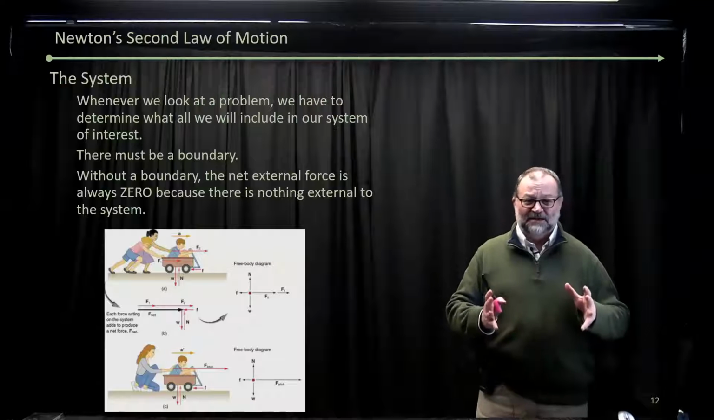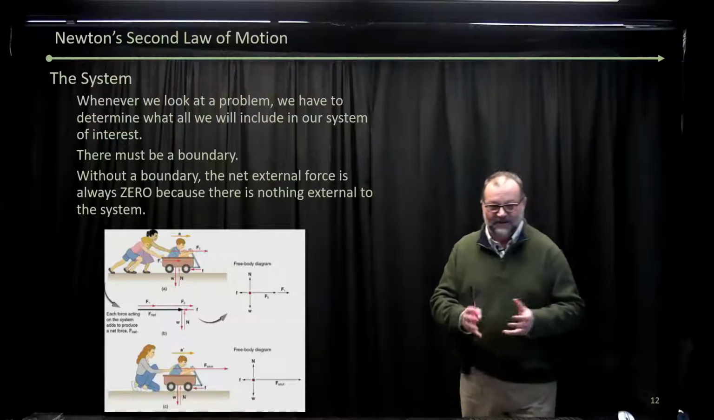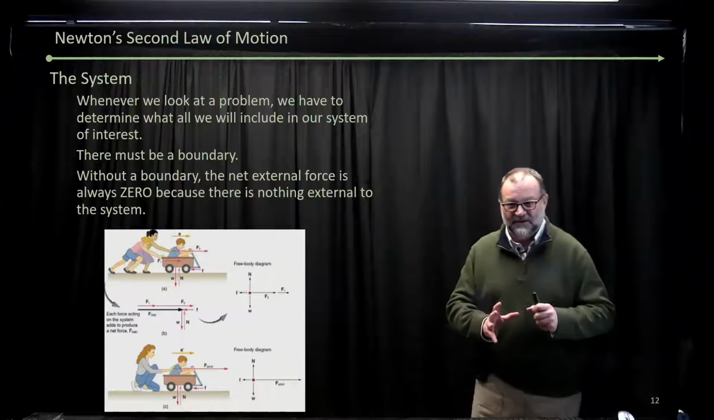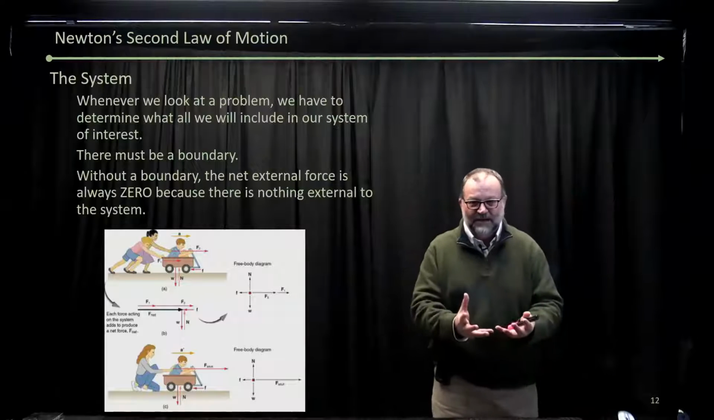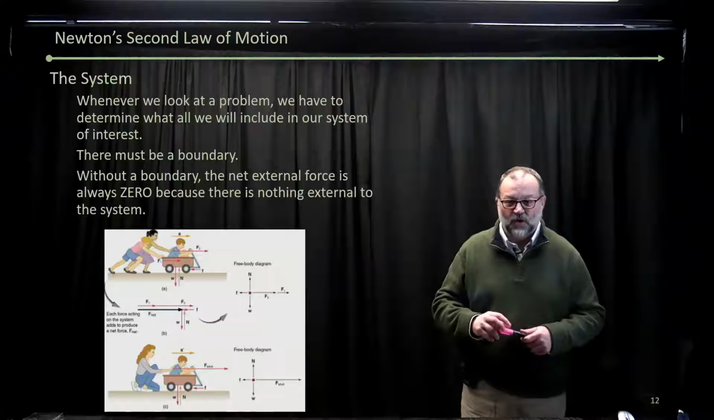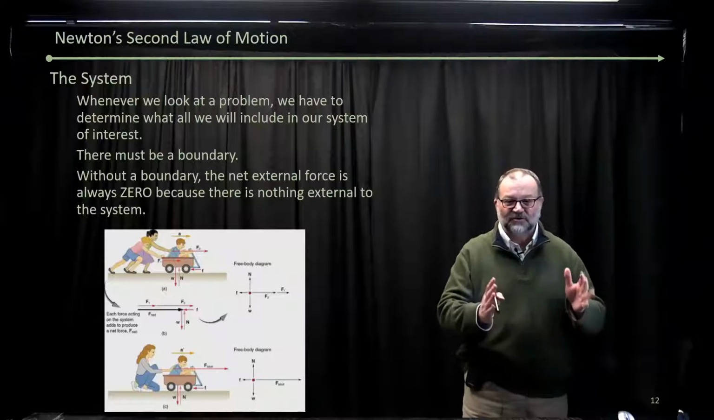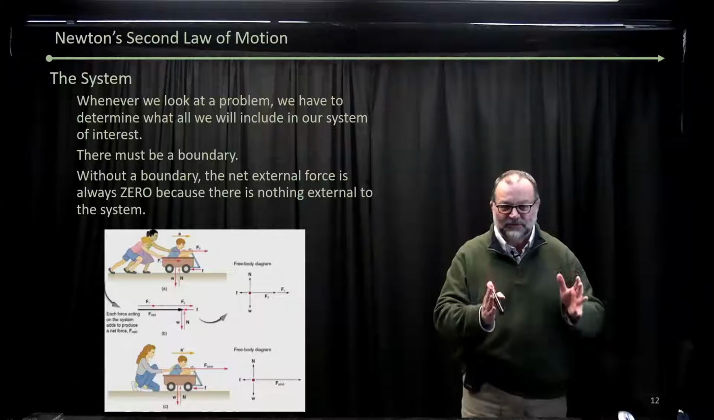When you start thinking in terms of Newton, you have to think in terms of what system you are dealing with, because this is very important. You have to have some boundary, and there are several different boundaries you could draw, but in a lot of problems you have to narrow it down to, okay, what is the system of interest that I'm talking about?